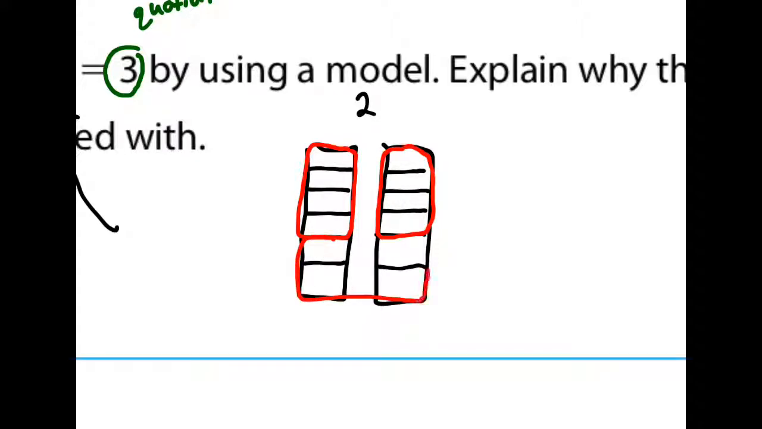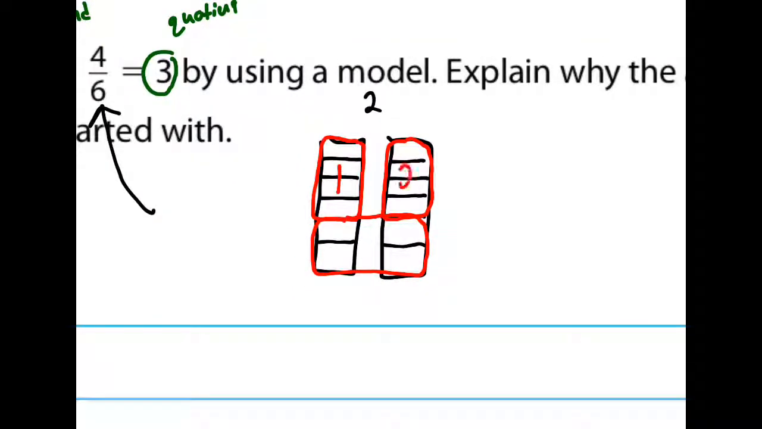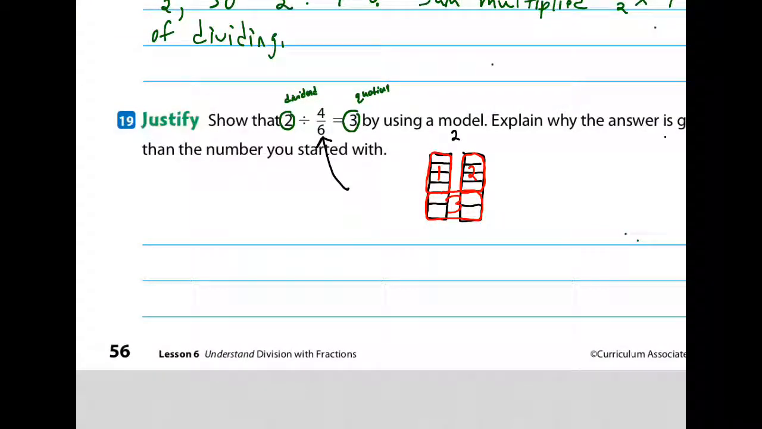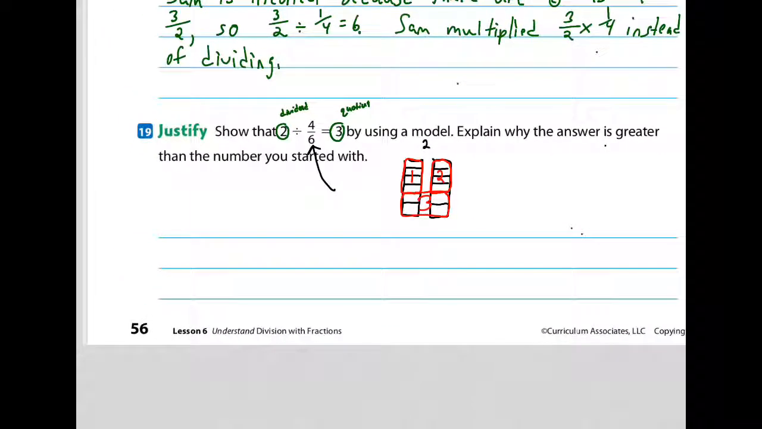And there are 3 groups of 4/6. You see them? 1, 2, 3. So I'm going to start with that. Explain why, show that 2 divided by 4/6 equals 3 using a model. All right, so I just did that. I don't have to write anything about that.